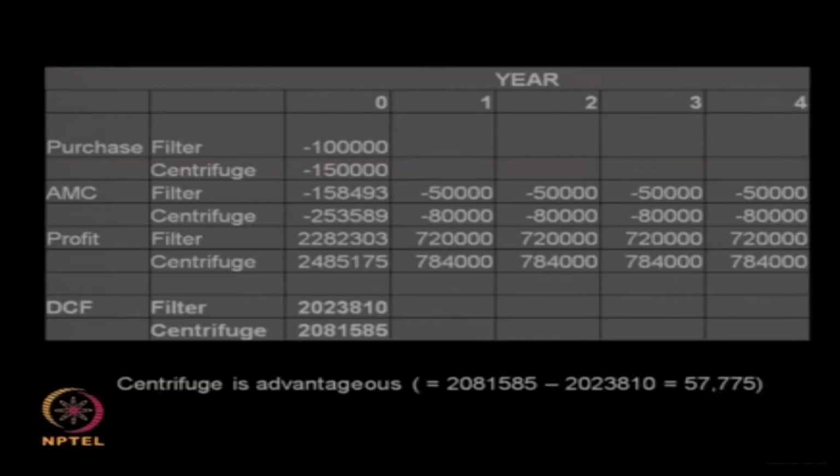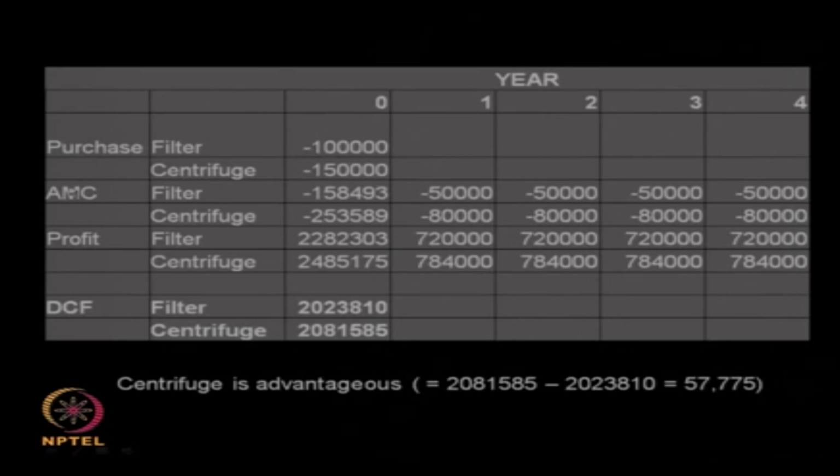I want you to look at this table very carefully. Year 0 is when I buy the centrifuge or the filter, then I have year 1, year 2, year 3, year 4. So in year 0 I am purchasing the filter for 1 lakh and the centrifuge for 1.5 lakh. I put negative here because this is the money going out of my pocket. So profits I put as plus, and if I am spending the money I put it as negative.